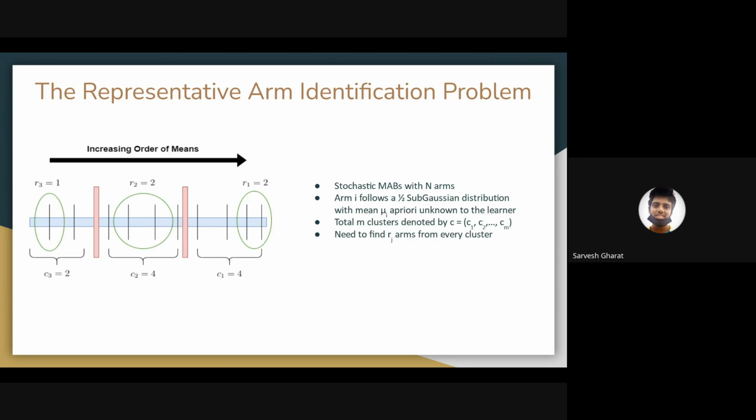And the task basically is to identify some R_g arms from every cluster. So in the given example, you need to identify 2 arms from the first cluster, 2 arms from the second cluster, and just 1 arm from the last cluster.